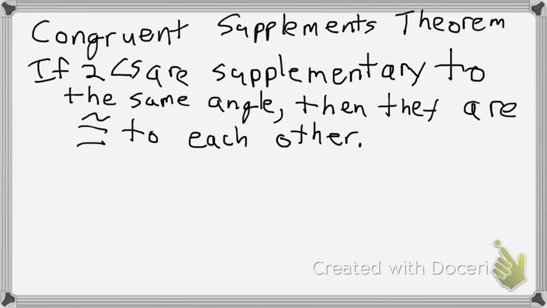Okay, another definition. Copy that down. So this says congruent supplements theorem. If two angles are supplementary to the same angle, then they are equal to each other. Remember, supplementary means that they add up to 180 degrees. So if I know that angle A plus angle B equals 180, and angle B plus angle C equals 180, then I know that A and C have to be the same amount.